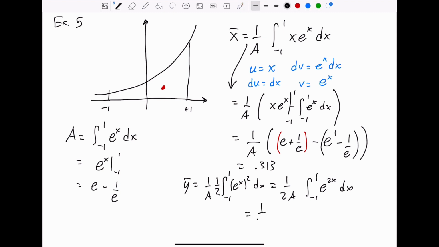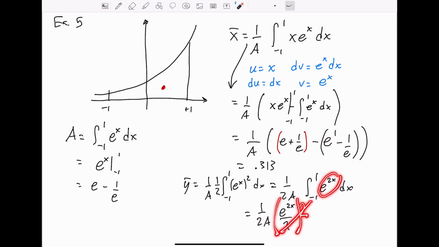So we have 1 over 2A. The antiderivative of e to the 2x is e to the 2x divided by 2 to compensate for the chain rule. If we think of taking the derivative of e to the 2x over 2, we take the derivative of e to the 2x, which is e to the 2x, times the derivative of the inside function, which is times 2. The 2's would cancel, and yes, indeed, we get e to the 2x as the derivative. So we evaluate this at the upper limit and at the lower limit.